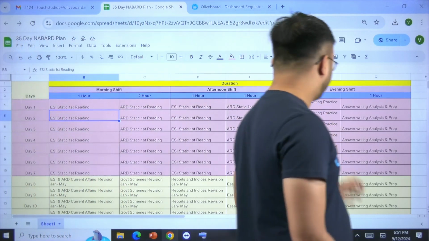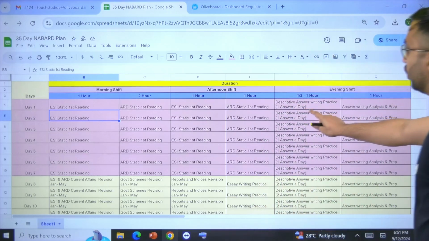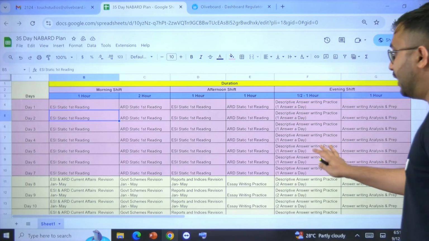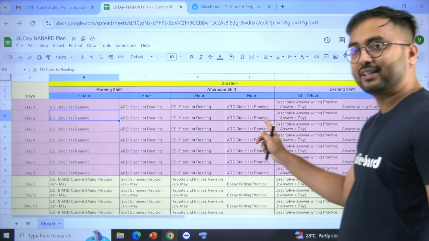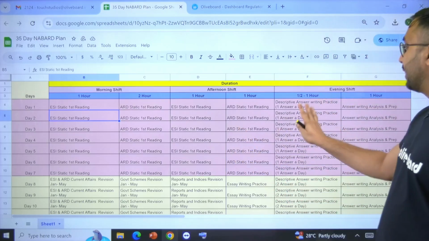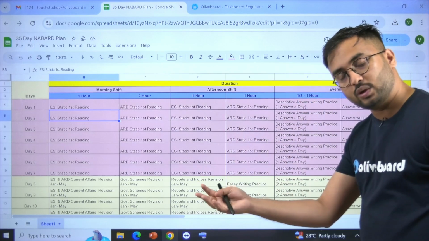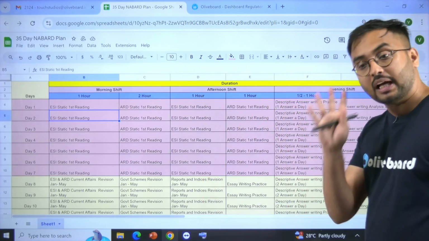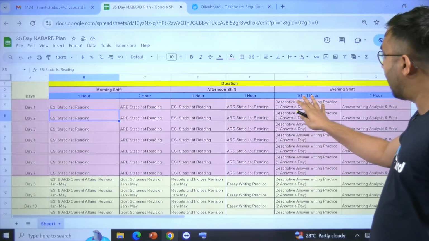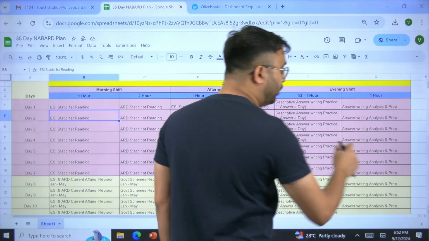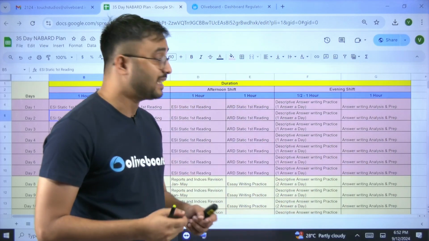In evening shift, you will write one answer a day, that is descriptive answer writing practice. You can do it for both. ESI you can write one answer and for ARD you can write one answer. This particular practice could be done in half an hour for some students, and it may also require 1 hour for some students. That is why here half to 1 hour has been given. And lastly, 1 hour would be given for prep in the sense as well as analysis.